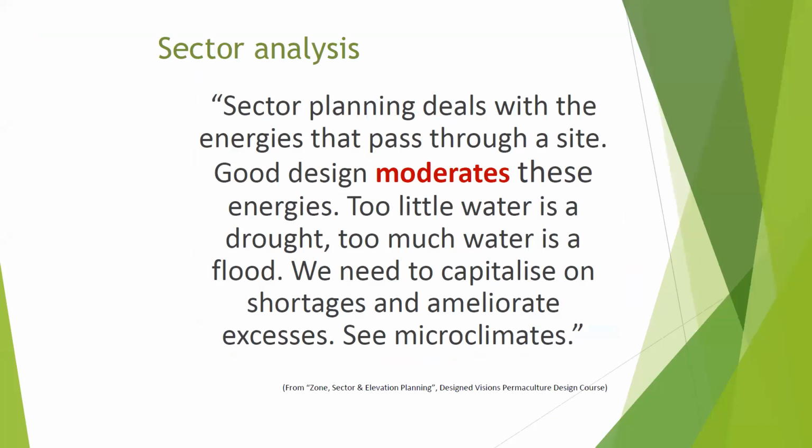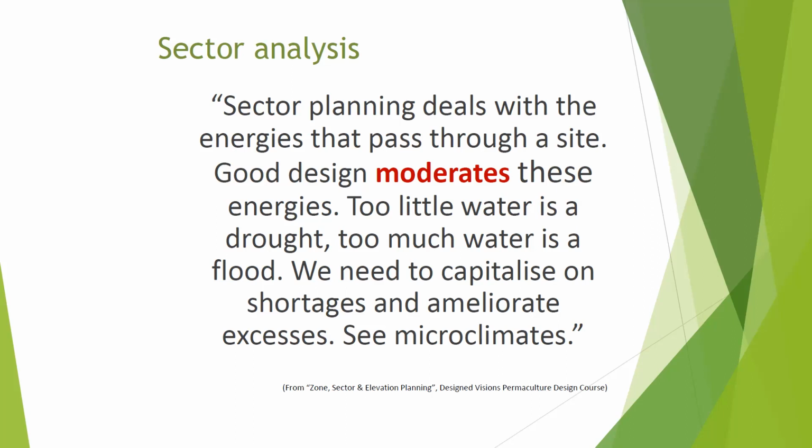So sector planning deals with the energies that pass through a site. Good design moderates these energies. Too little water is a drought, too much is a flood. So we need to minimize the excesses. And one of the ways we might do that is through creating microclimates, softening the edges, creating a range of conditions. If the site is very windy, we can plant shelter belts and that will reduce the wind. Some parts of the site might still be a bit windy, others might be much less. That creates then a range of opportunities.